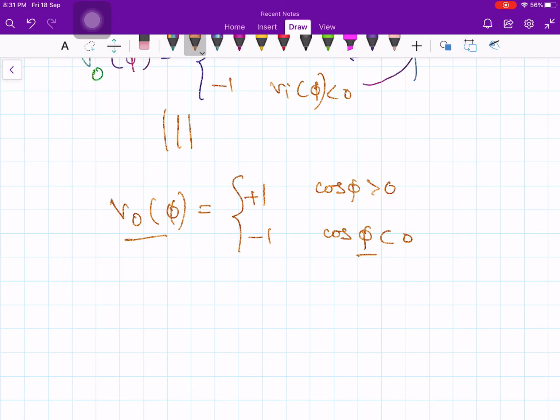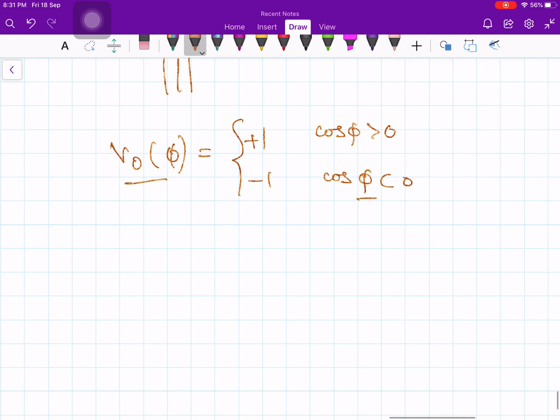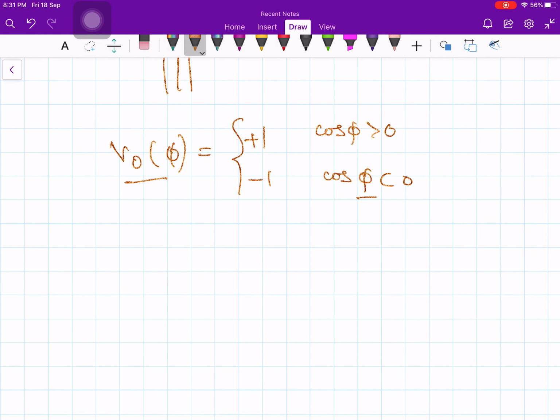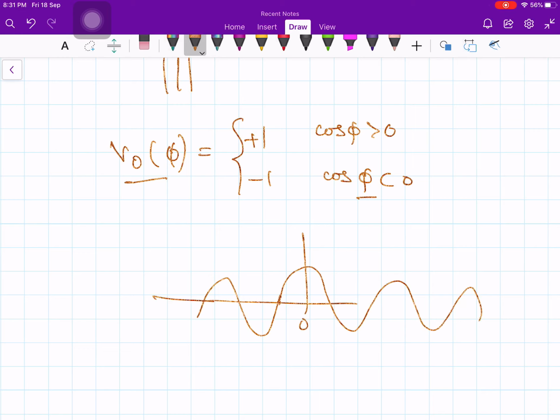Okay, so now what can we say as a function of phi? See, this is my cosine function like this, with 0, pi by 2 and so on, cos 0 equals 1. So in this range, this is my phi and this is my cos phi.